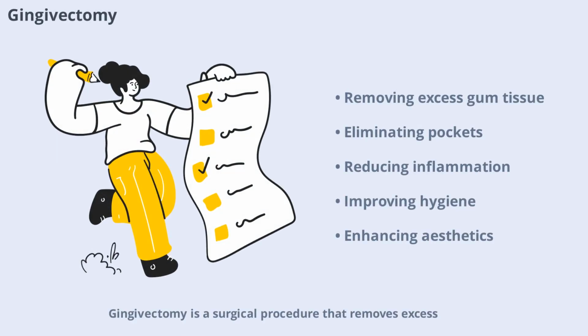Gingivectomy is a surgical procedure that removes excess gum tissue to eliminate pockets and improve oral hygiene. This technique is used when pockets are caused by overgrowth of the gums.